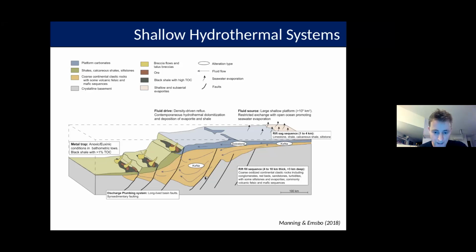And after they scavenge those metals, they rise up along fluid pathways, which, again, as Joe mentioned, often seem to be along normal faults. As they rise along those pathways, at some point they intersect reducing conditions, for example, a black shale with lots of organic carbon. And as you cross from oxidizing to reducing conditions, that causes the metals to precipitate out of these brines.